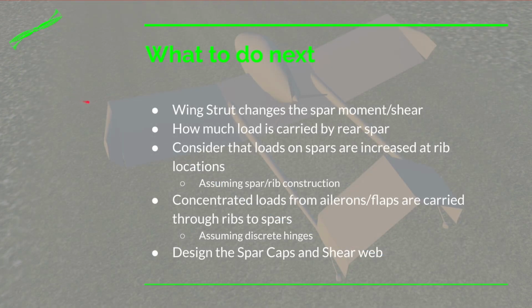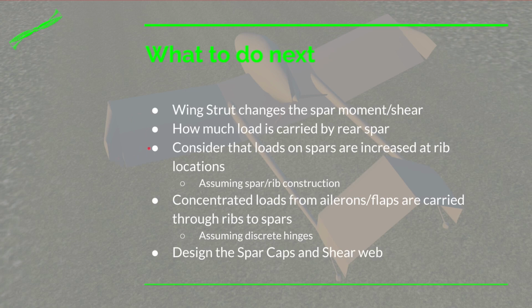Now, as I mentioned before, things are a little bit different if you have a wing strut. Outboard of this wing strut, it's the same as just talked about, but between the fuselage and the wing strut, it's a little bit different. So that's going to change your shear and moments quite a bit. Things can also change if you're going to have a rear spar that's going to carry some of the load. That's beyond the scope of this particular video.